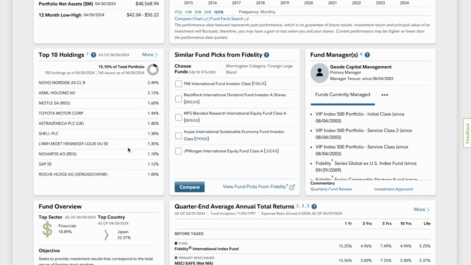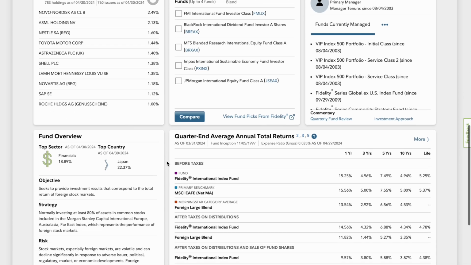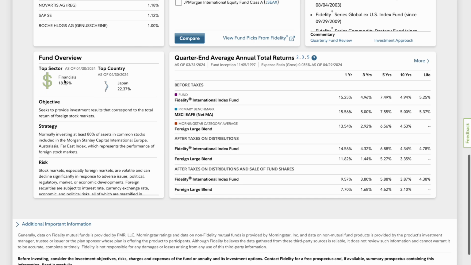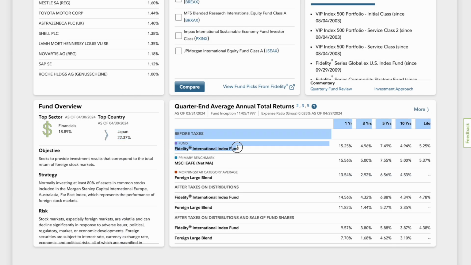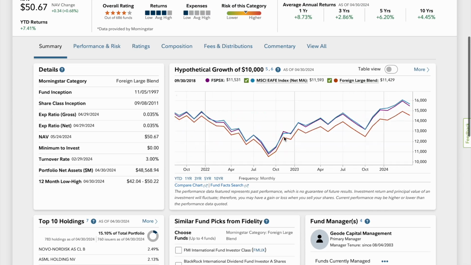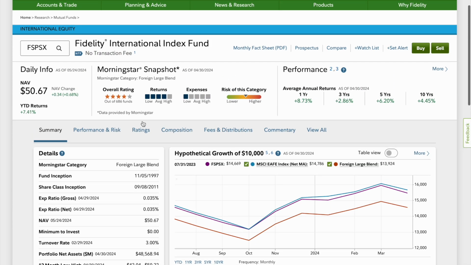So if these companies do well, it's going to perform better than that zero expense ratio that we just mentioned. As you can see, in the fund overview, financials make up a huge part at 18%, and it's widely placed within Japan at 22%. If you look at the total returns of the Fidelity International Index Fund, the life is a little bit higher at 5.25%, which led this within 1 year to 15%. So it definitely has growth potential within this.